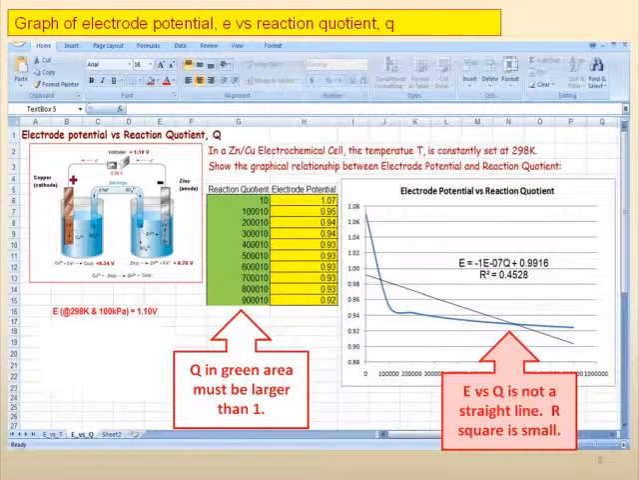For the graph between E and Q, it looks something like this on the right-hand side. The students should be aware that the value of Q in the green area must be above 1. The copper cations continue to diminish, and zinc cations continue to increase once the cell starts to operate. As a result, Q cannot be lower than 1. The students should be aware that E and Q cannot be represented with a straight line because R squared is far away from 1.